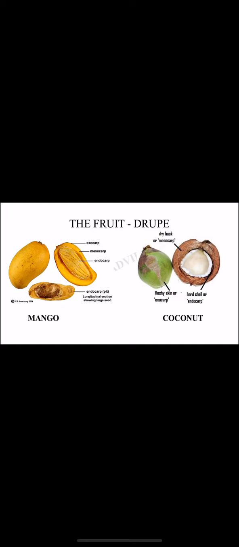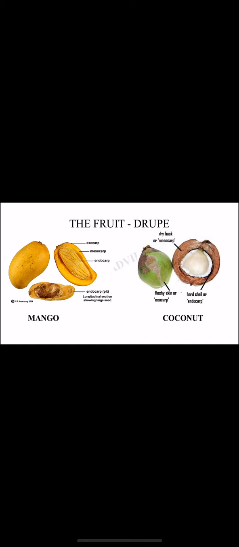Fruit developed without fertilization is called parthenocarpic fruit. The fruit consists of a wall of pericarp and seed. This pericarp is again differentiated into outer epicarp, mesocarp and inner endocarp.